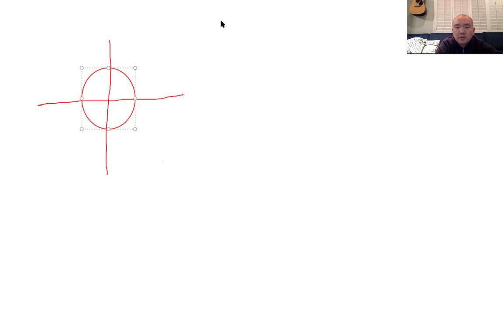So why is it called a unit circle? It's because the radius is 1 unit. This is 1 right here. From the center to the edge of the circle is always going to be 1. And this is going to be 1 as well. So now this is a 1 unit circle here.